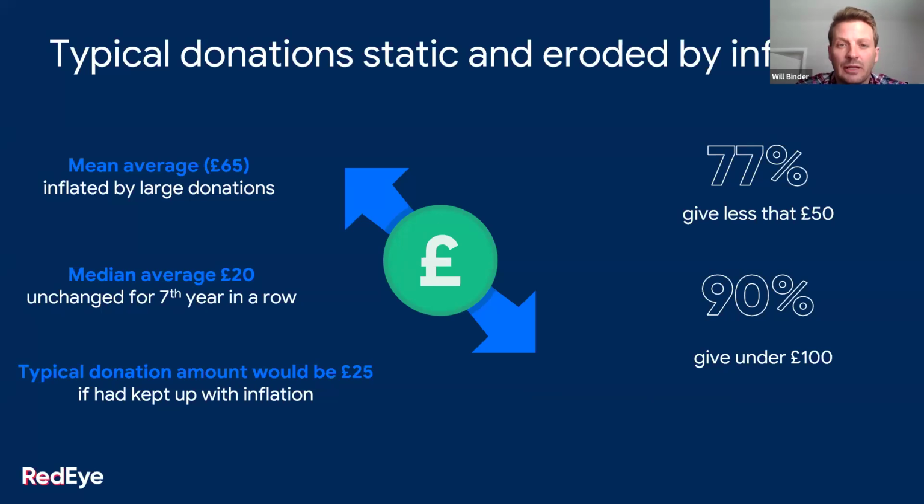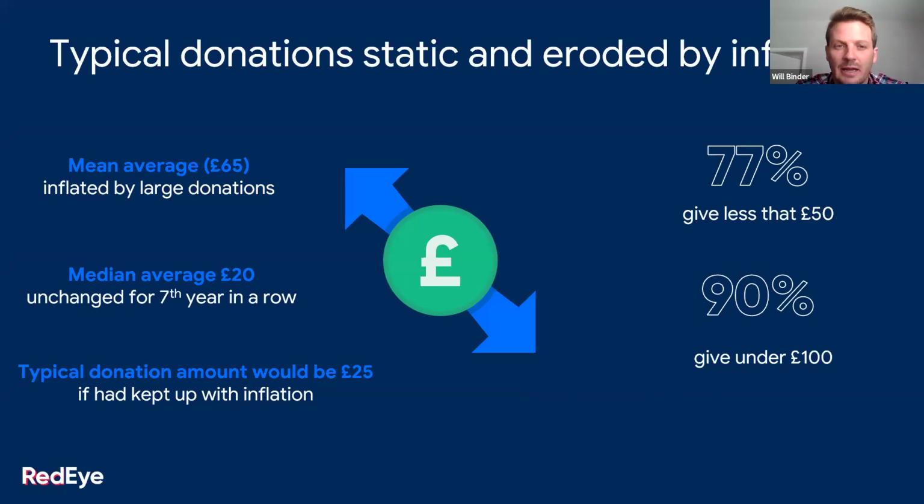Even though the average monthly amount of donation has increased since 2023, it pretty much masks the trend that the typical donation to a charity hasn't increased since 2017. That's quite a substantial amount of time. The mean of £65 is inflated by a number of larger donations. If you look at it from a median point of view, it was £20, basically unchanged for the seventh year in a row.